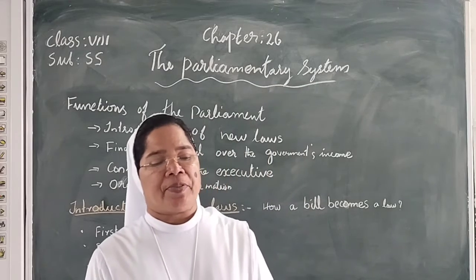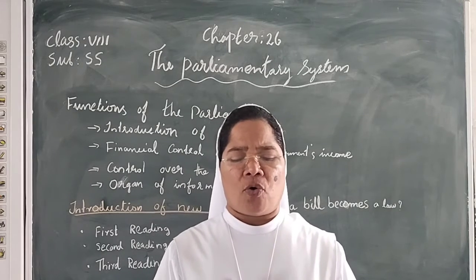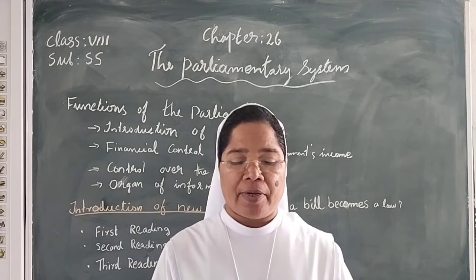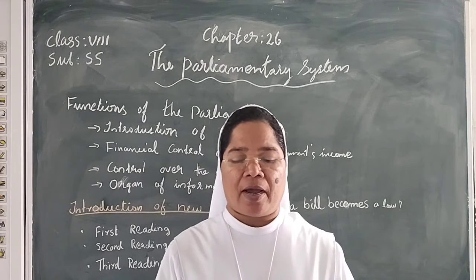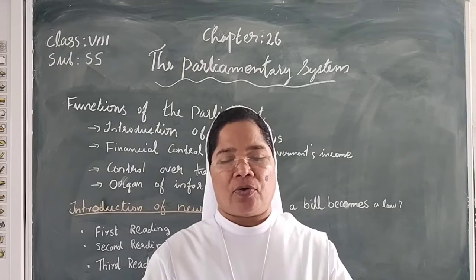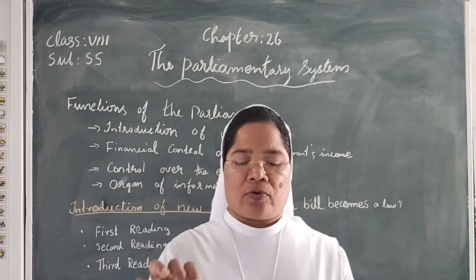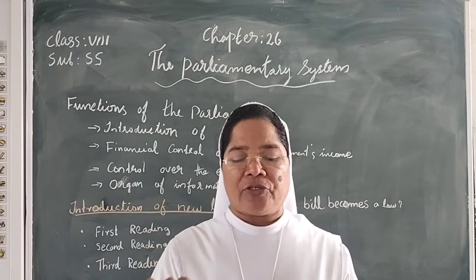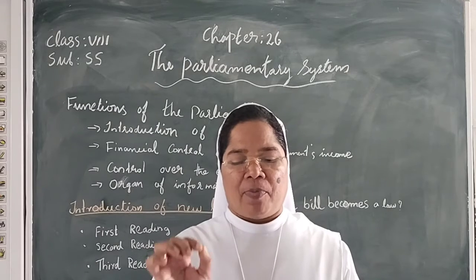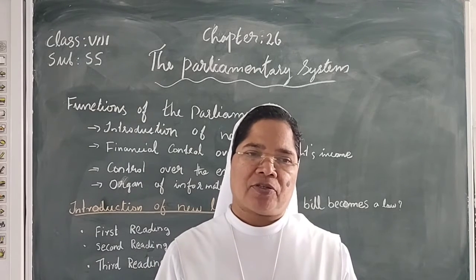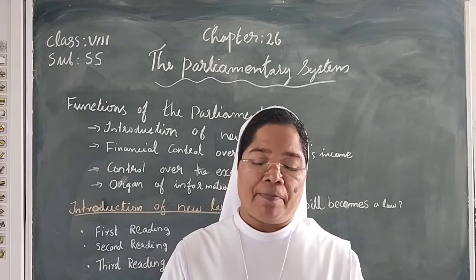Now let us see control over the executive. The Parliament exercises complete control over the executive. The Parliament keeps a check on the ministers and their work. Everything is under control only. Members of the Parliament have the right to question the ministers about the policies and programs of the government.